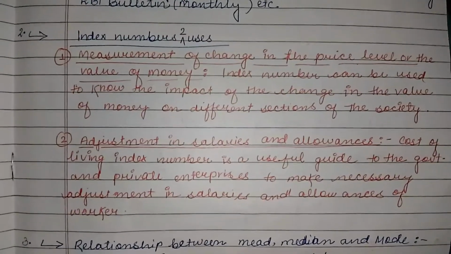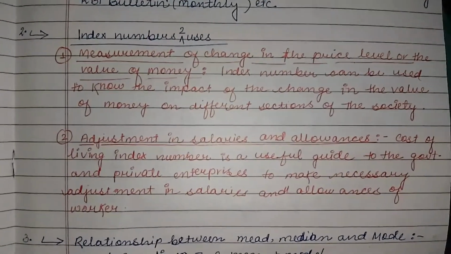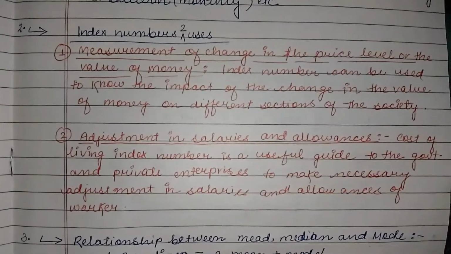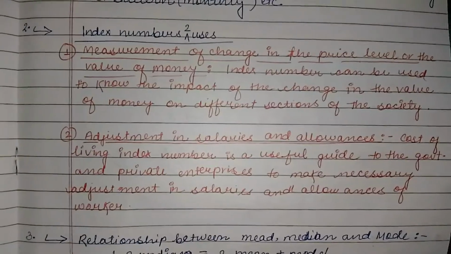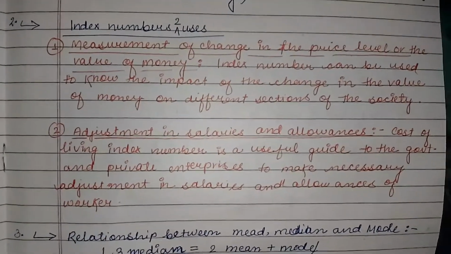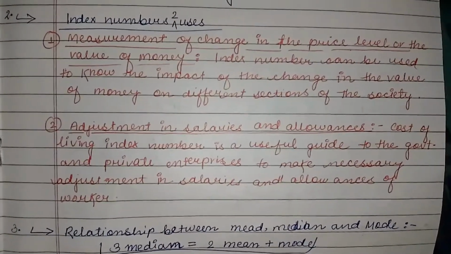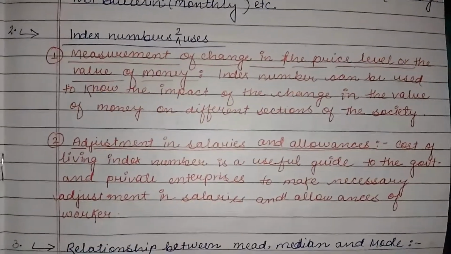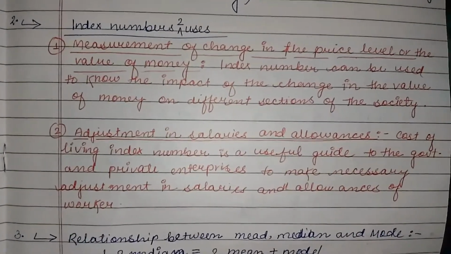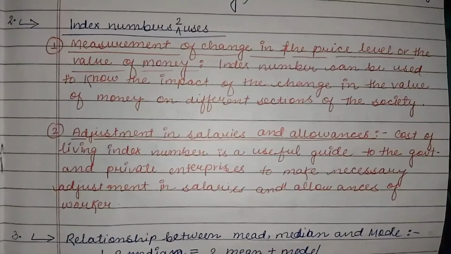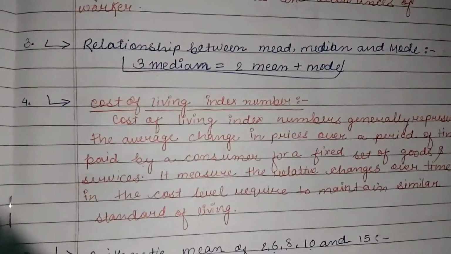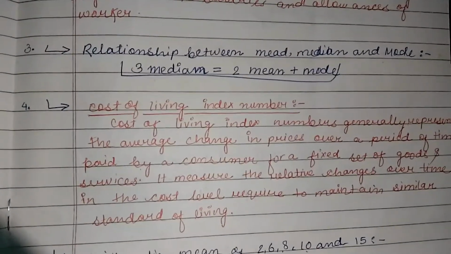Next is two important uses of index number. Number one, measurement of change in price level or the value of money. Means index number can be used to know the impact of the change in value of money on different sections of the society. Number two, adjustment in salaries and allowances. Cost of living index number is a useful guide to the government and private enterprises to make necessary adjustment in salaries and allowances of workers.